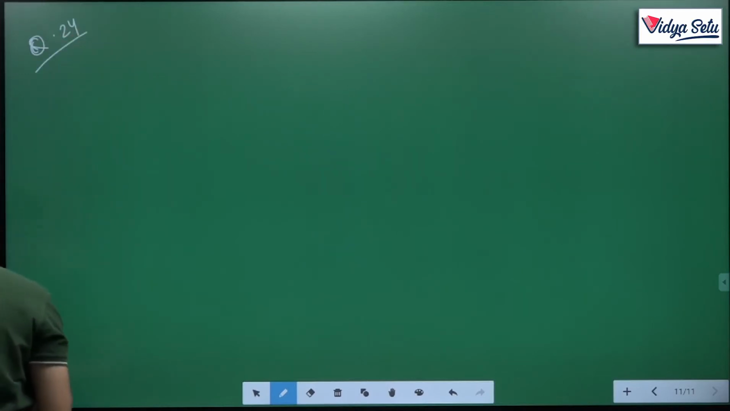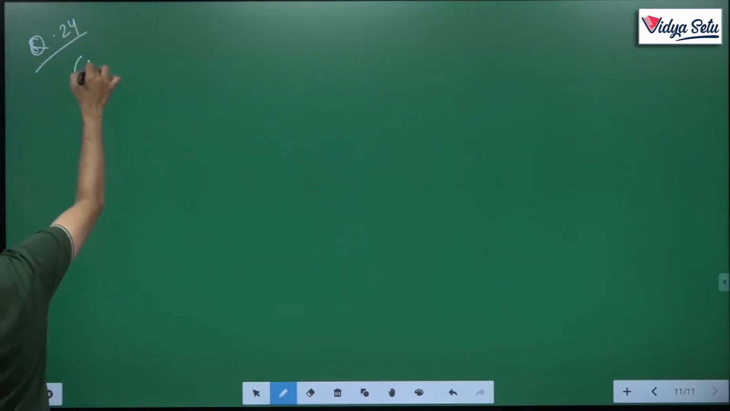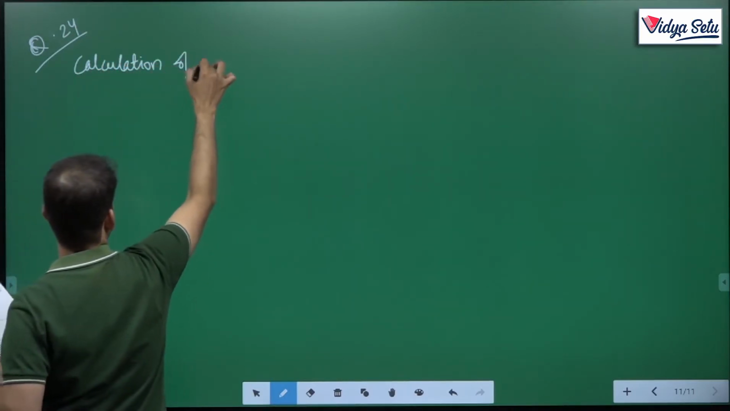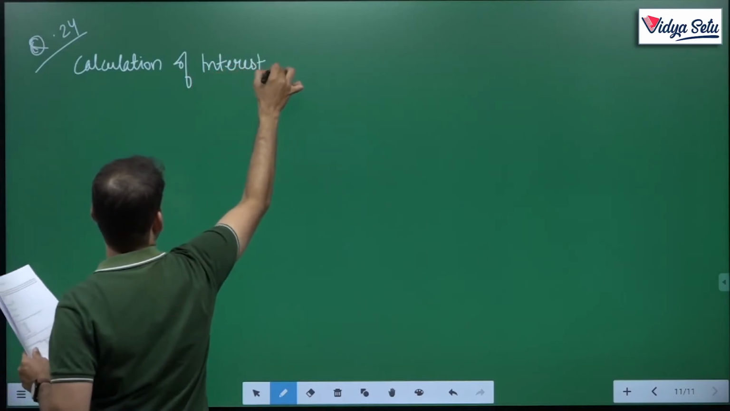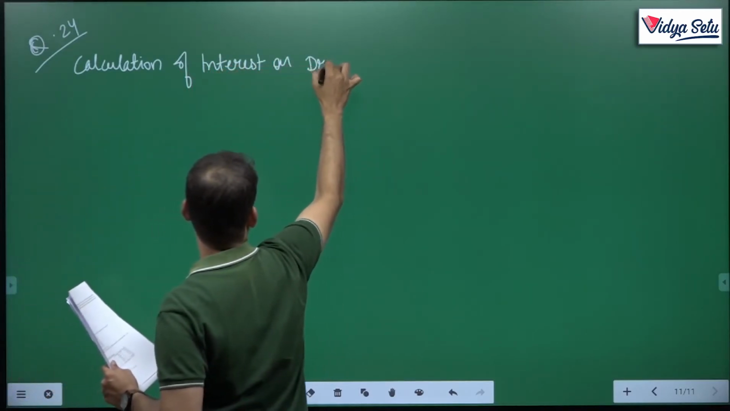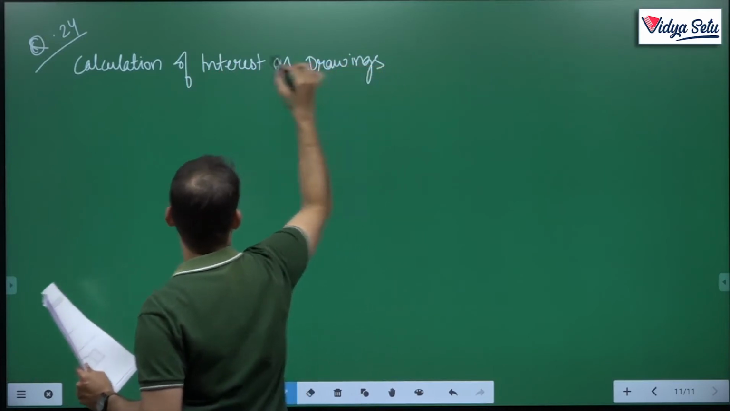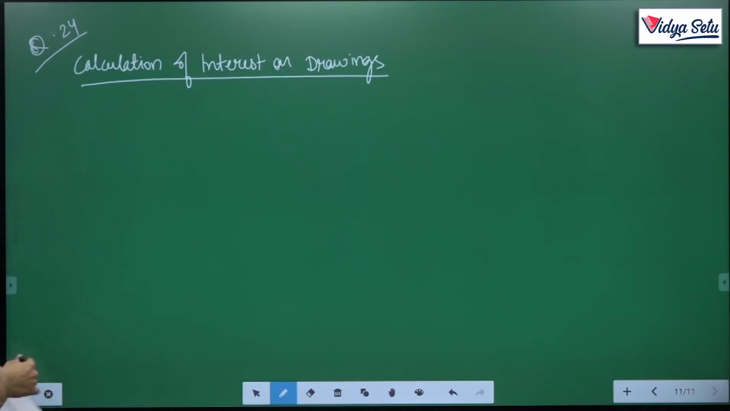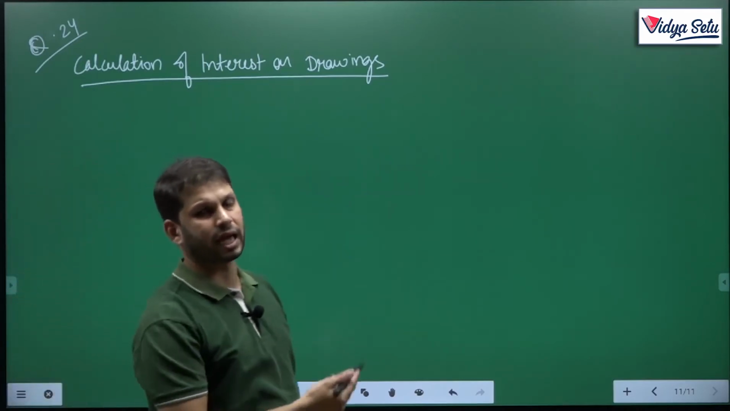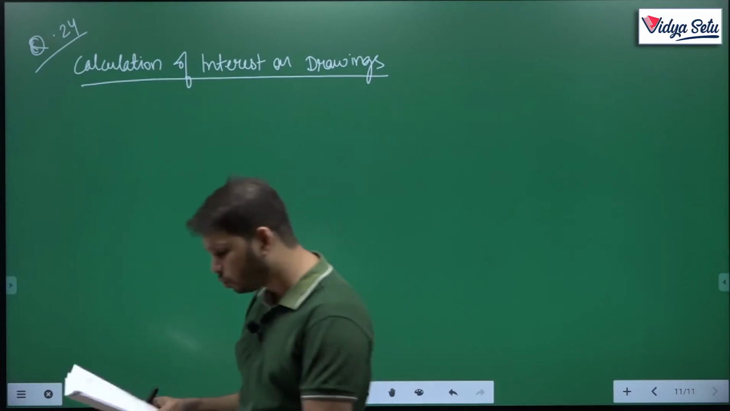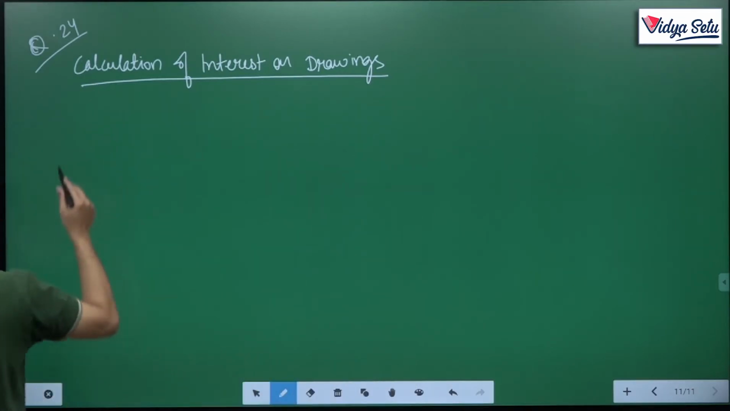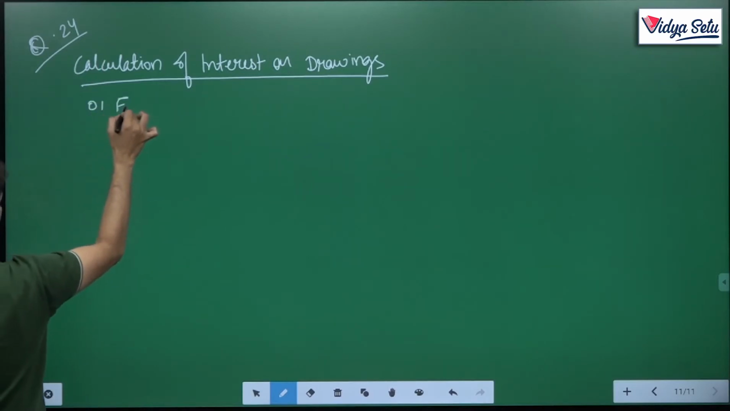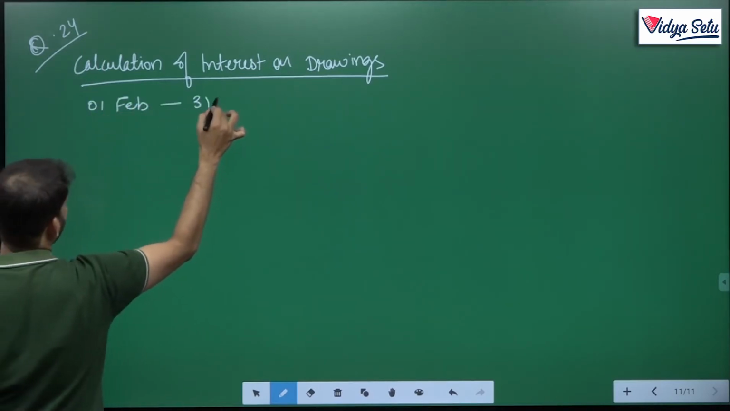Question 24. Calculation of interest on drawings. Now, we will do it by the product method this time. Now, this is a new method, it is again a simple method. Let us know this method also. So, from 1 Feb to 31st December.